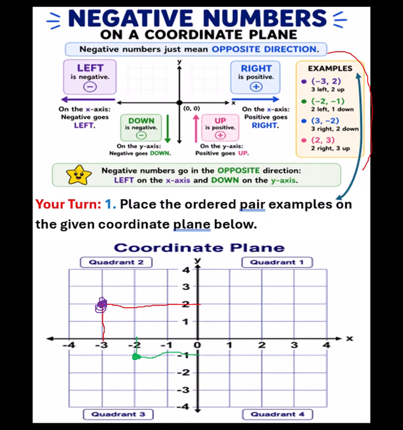Now let's go to the third ordered pair, which is (3, -2). Where is that? On the x-axis, positive moves right. So we're going to go right 3 times from 0, because we always start at 0, and move right 3 times. 1, 2, 3. We're at 3.